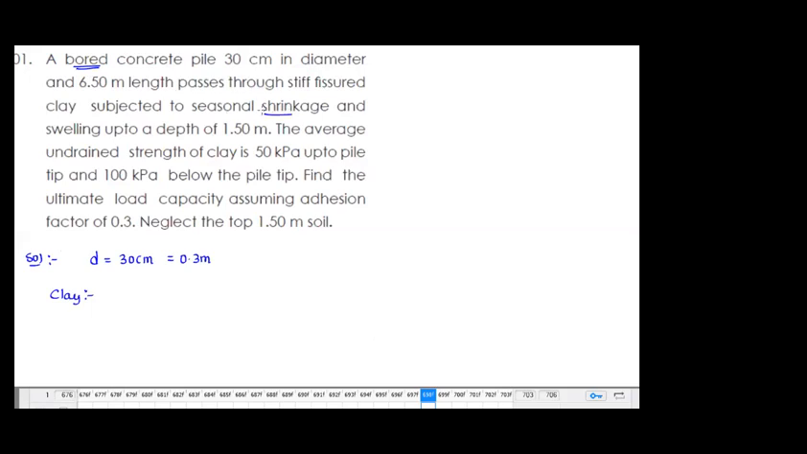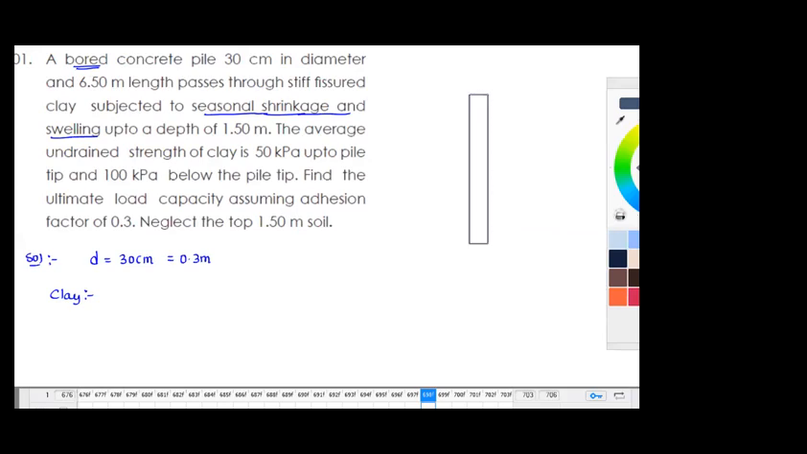It is subjected to seasonal shrinkage and swelling. Listen to me on this point. It is said that the soil is subjected to seasonal swelling and shrinkage up to a depth of 1.5 meters. As the soil is subjected to swelling and shrinkage up to a depth of 1.5 meters, I have to neglect that 1.5 meters, which means in that 1.5 meters, the soil will not be in contact with the pile. So if I draw the pile, this is nothing but a pile.